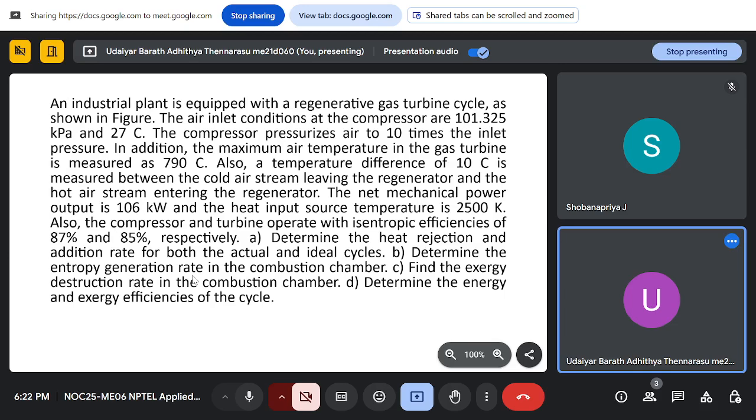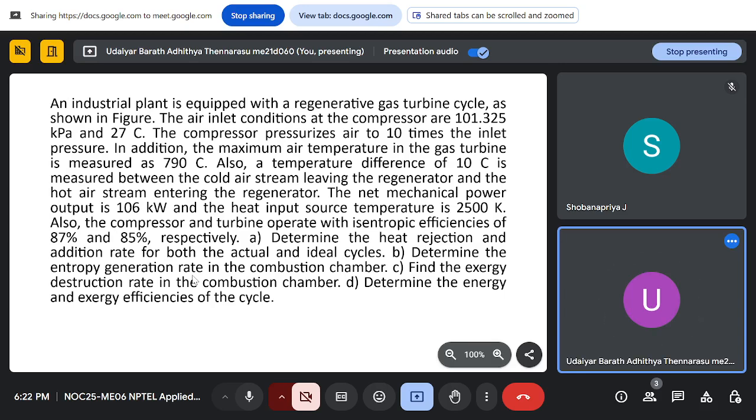We need to determine the heat rejection and addition rate for both the actual and ideal cycles. Determine the entropy generation rate in the combustion chamber. Find the exergy destruction rate in the combustion chamber. Determine the energy and exergy efficiencies of the cycle.